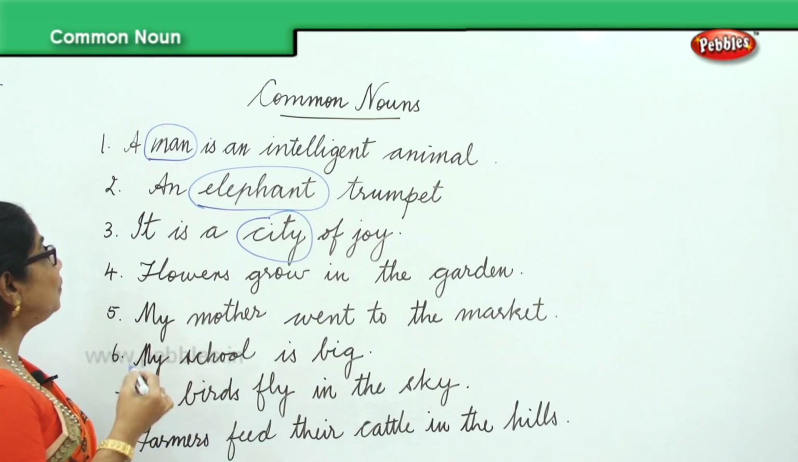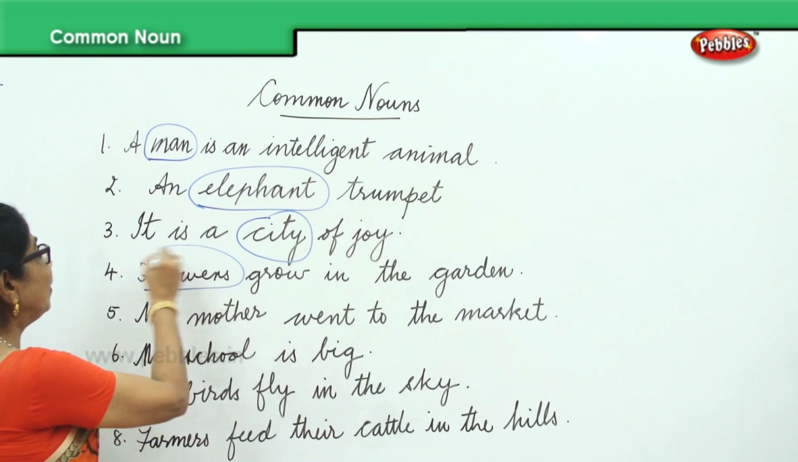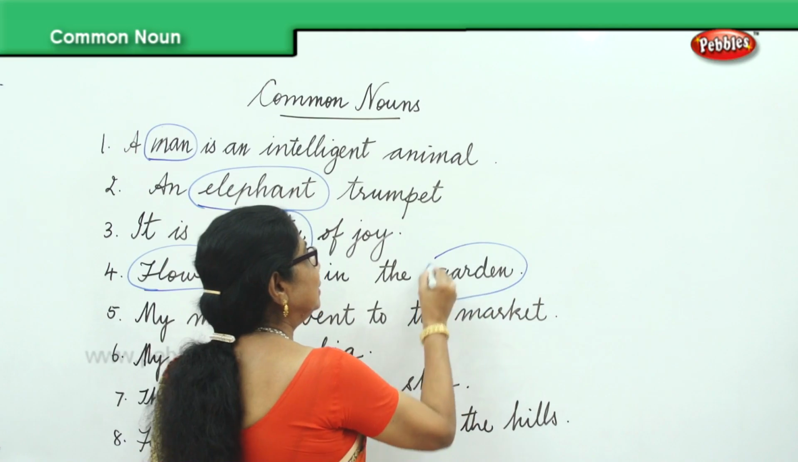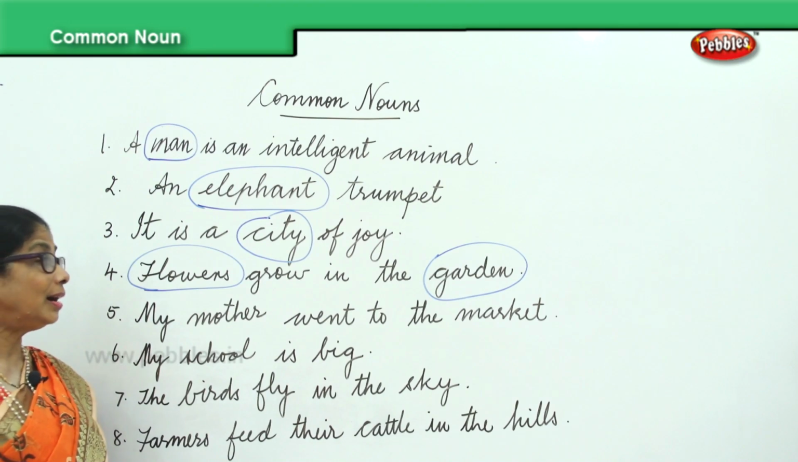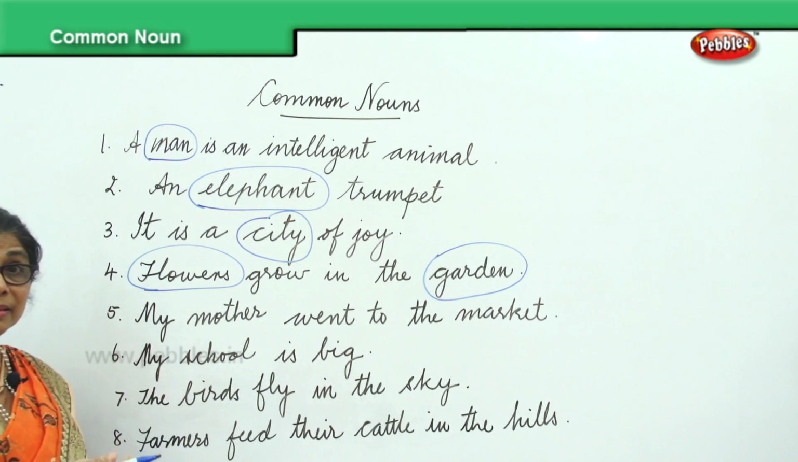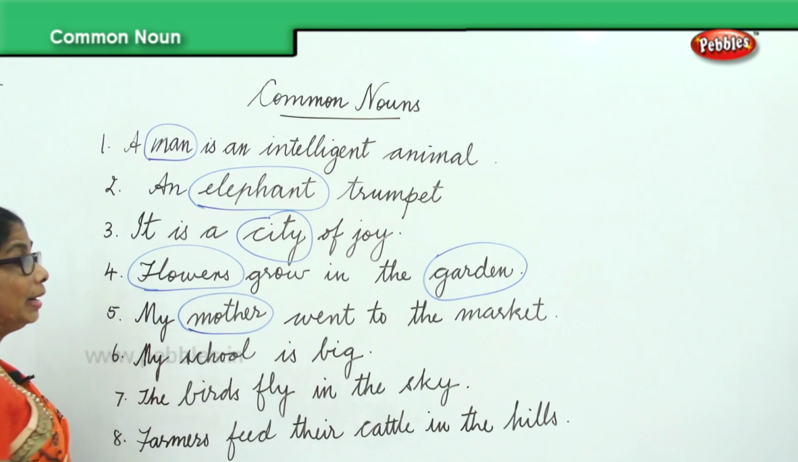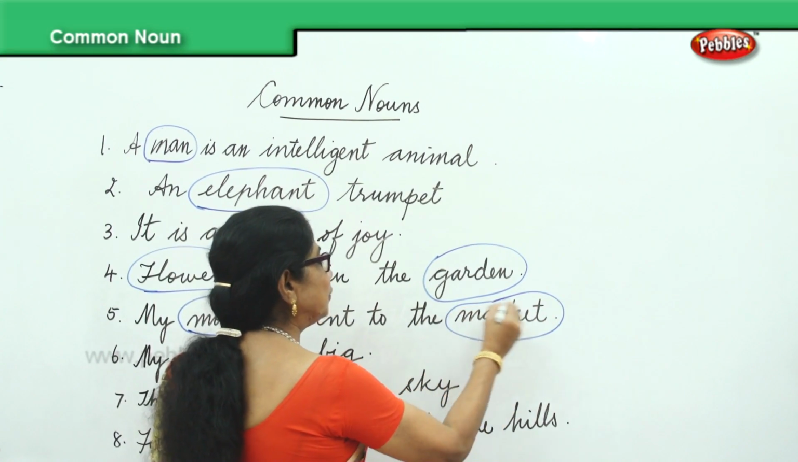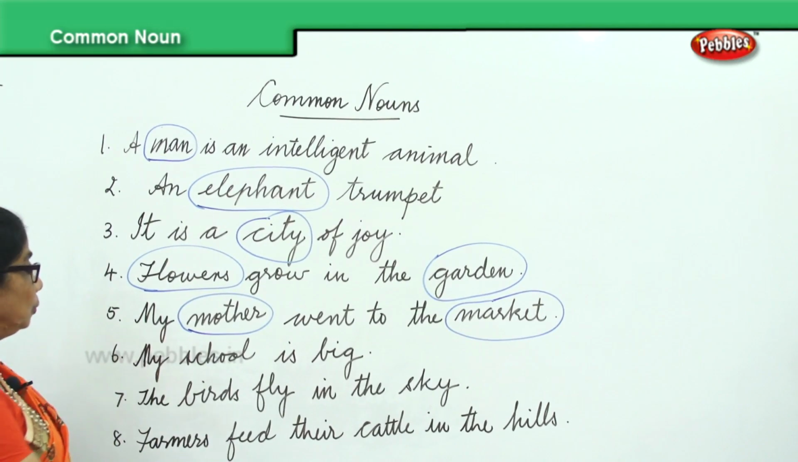Okay. Now, flowers grow in the garden. Common name for any flower. Any garden. They didn't say any particular garden, just garden. So, it's a common noun. Man, elephant, city, flowers, garden. Mother, any mother. Your mother, her mother, anybody's mother. So, mother is a common noun. Where did she go? She went to the market. Any market. They didn't say any specific market. So, mother and market, they are common nouns.